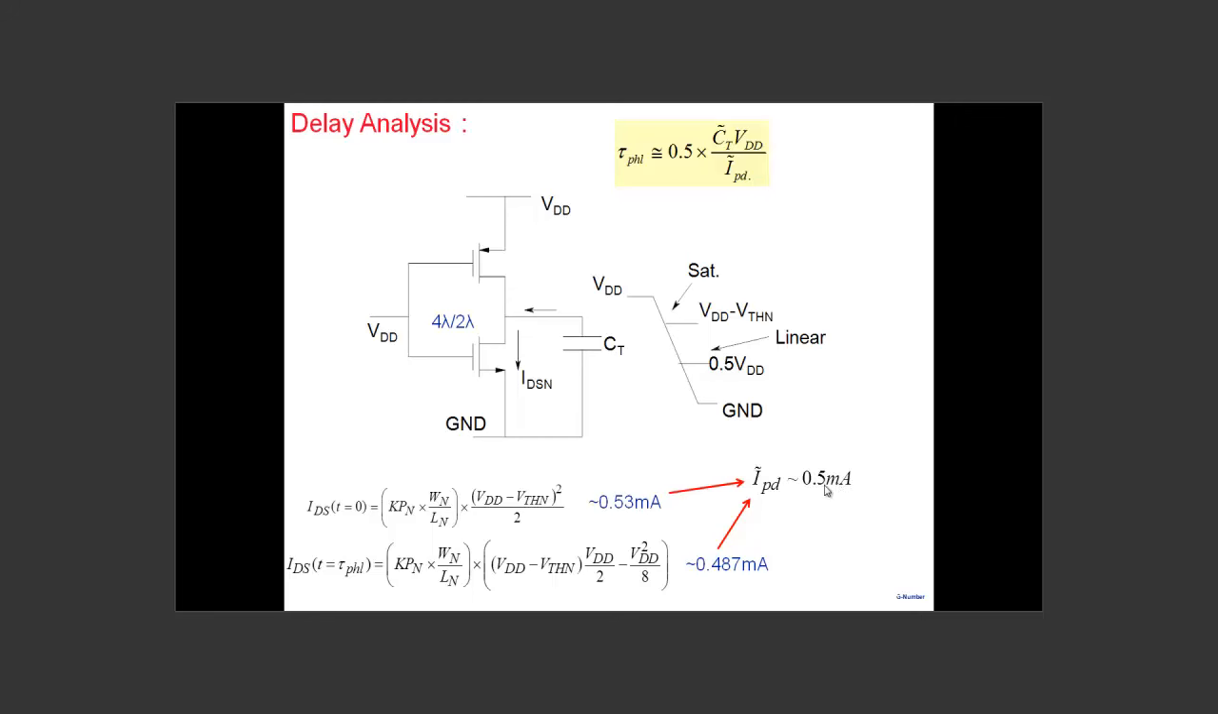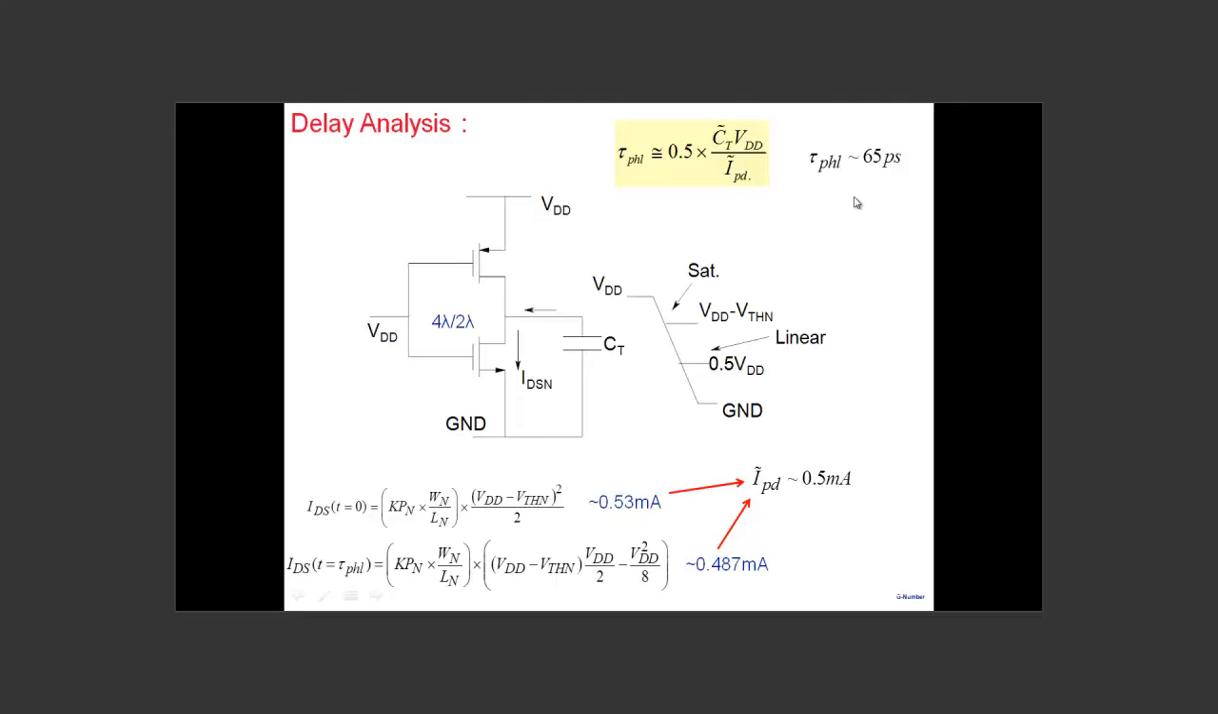So in an inverter like this, we have about half a milliampere current available to discharge a capacitance, which was 20 femtofarad. So we can easily now calculate: put 20 femtofarad here, put 3.3 volt here, put half a milliampere here, you get a delay of 65 picosecond. So that's how we estimate tau PHL to be 65 picosecond for this particular inverter.